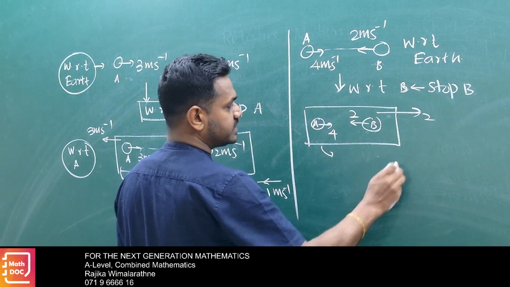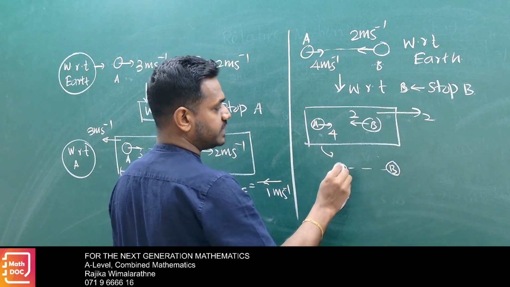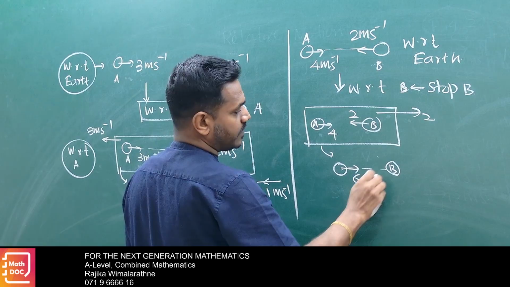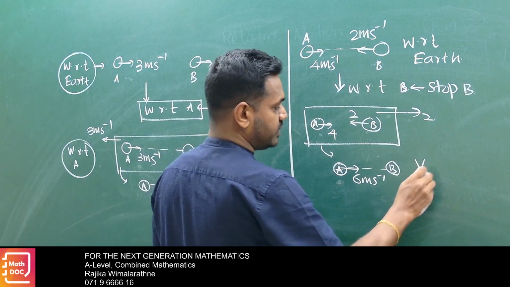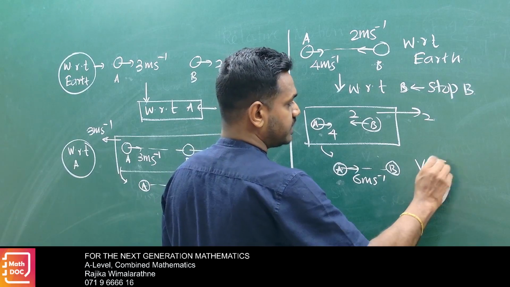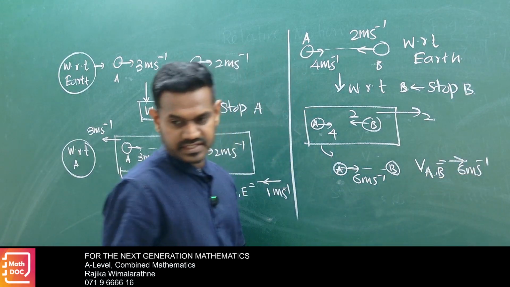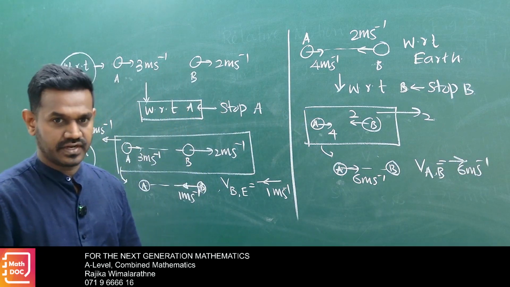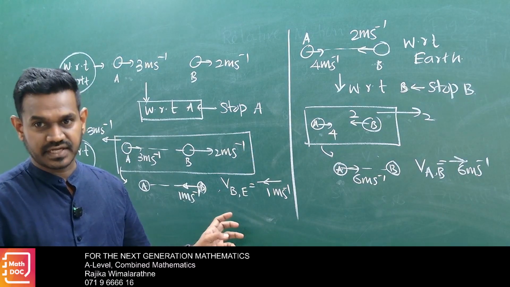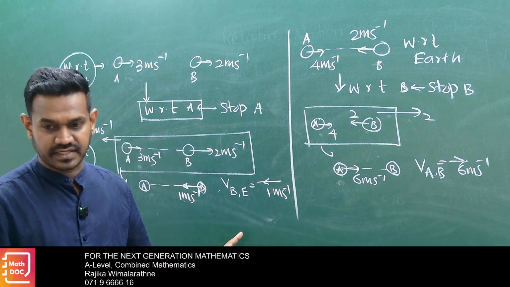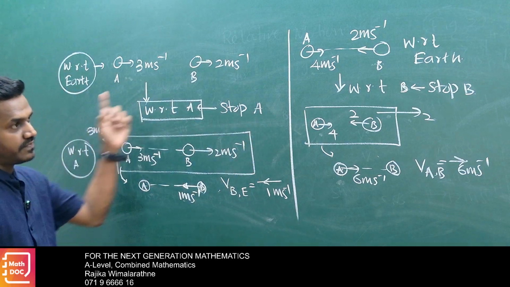Now the result is B is at rest, and A is 4 plus 2, 6. Then we say the velocity of A with respect to B is 6 meters per second. That is the relative velocity finding technique. This is a very simple concept. All deals with vectors. Okay, put that example first.